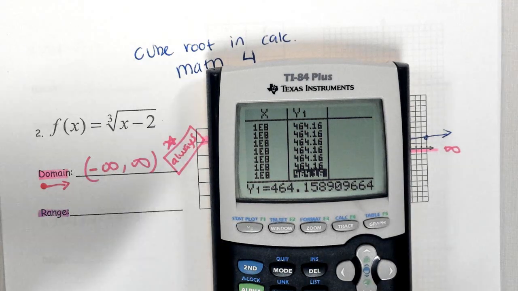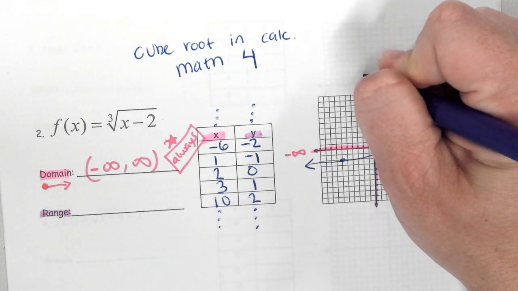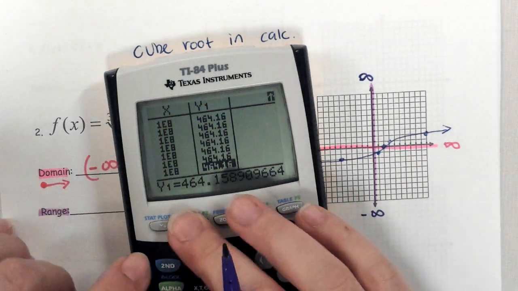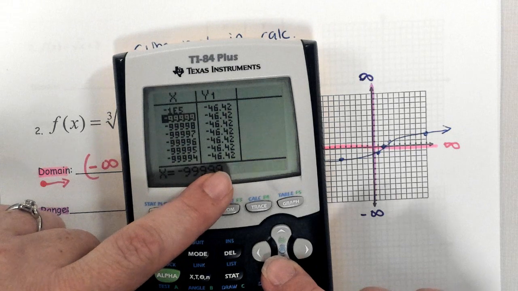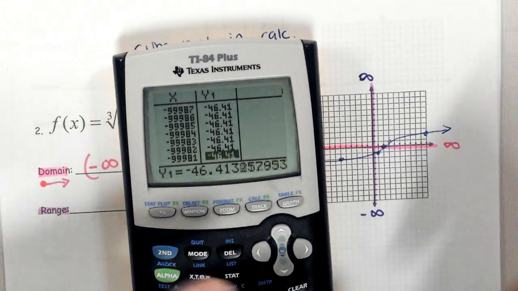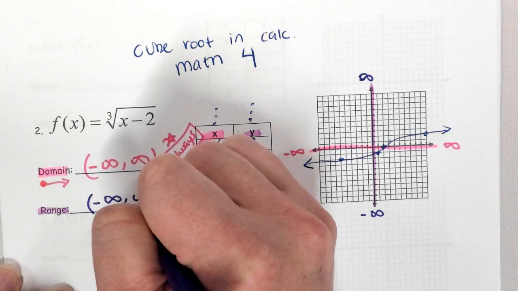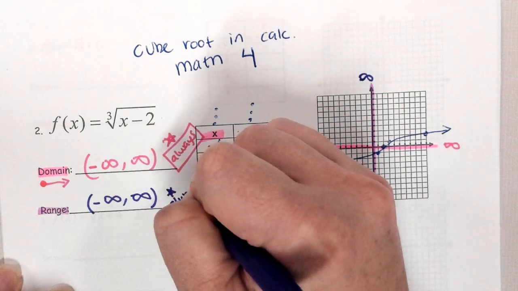So does it go up forever? Yes. Does it also go down forever? Well, oh, sorry, this is +infinity. If we looked the opposite direction, which is negatives, is it still going down forever? Again, super, super slow, but yes, it's going down forever. So your range is also -infinity to +infinity, and it will also always be that.